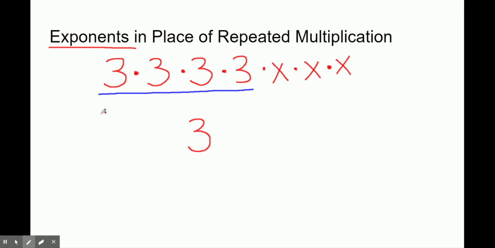So to write out our exponent, we're going to take the 3 as our base number, and we're going to add an exponent that is equal to the amount of times that base number repeats in our repeated multiplication. So up here we have 3 times 3 times 3 times 3. So there's 4 3's up here, which means our exponent is going to be a 4. So we have 3 to the 4th.